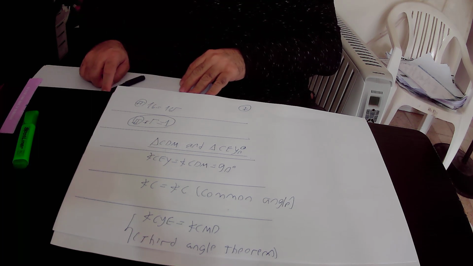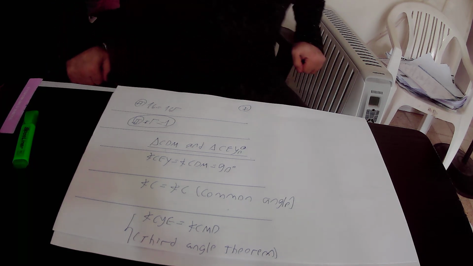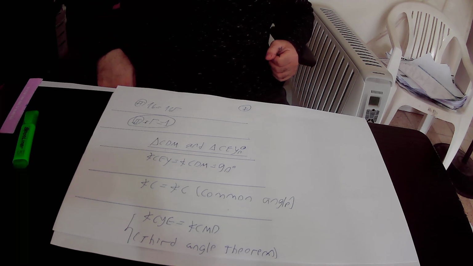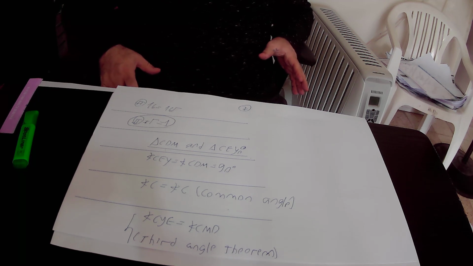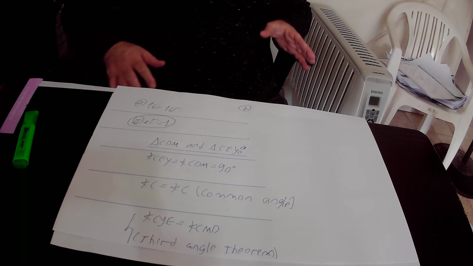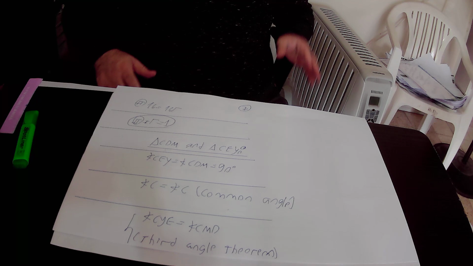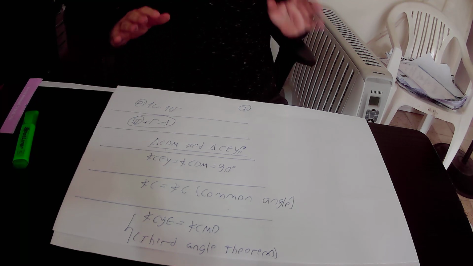Actually, it is a little bit different. The third angle theorem states that if two angles of one triangle are congruent to two angles of another triangle, so we have two pairs of angles that are congruent on those triangles, then the third pair of angles must also be congruent. That is to say, if we have two triangles with two pairs of angles that are congruent to each other, then the third pair of angles must also be congruent.